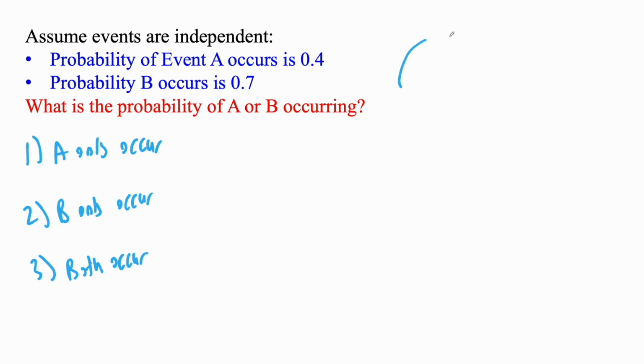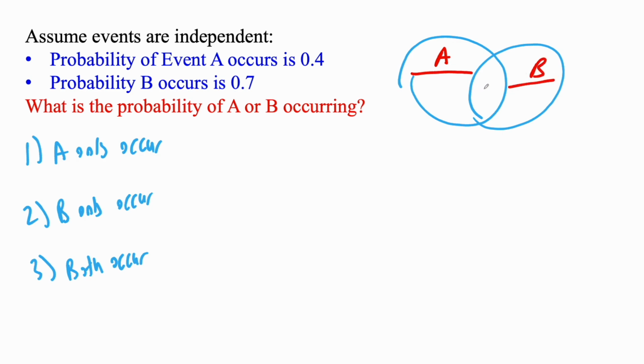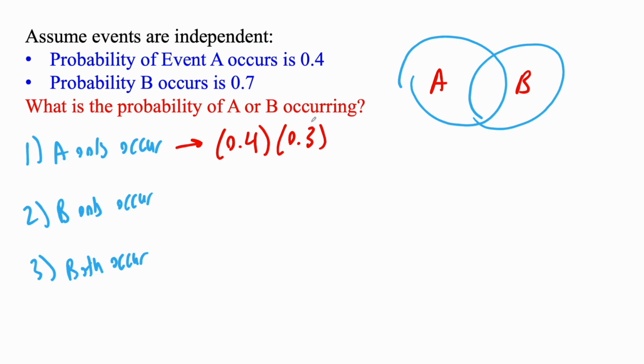I'm going to draw a Venn diagram. A only is just this part right here, B only is this part right here, and both is right here. If you notice, up to here means A occurs, but if you want to know just A, it's just going to be this area right here. So let's show A only occurring. The probability that A occurs is 0.4, and the probability that B does not occur is 0.3, because the probability that B occurs is 0.7, so 1 minus 0.7 is 0.3. This represents only A occurring, and if you multiply, you get 0.12. So from here to here is 0.12.